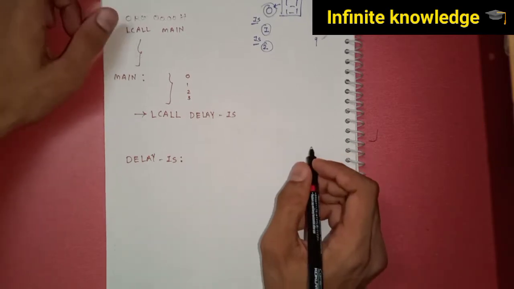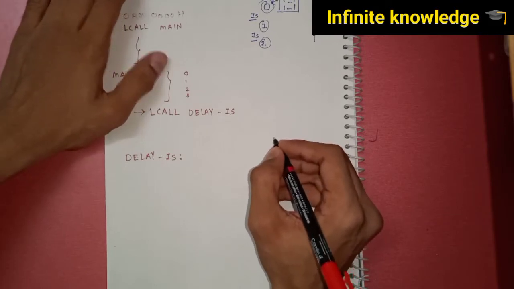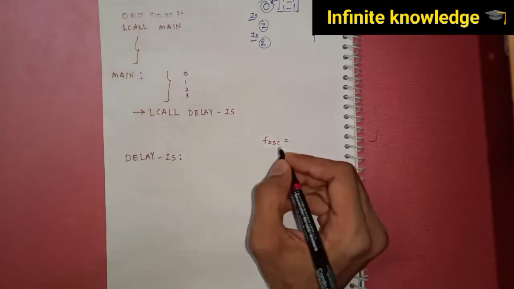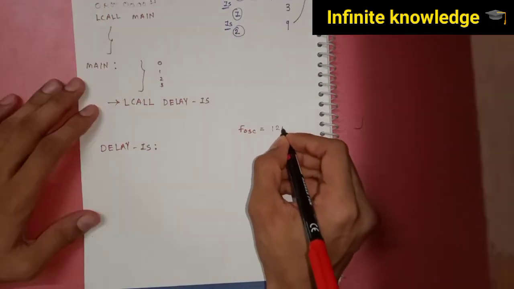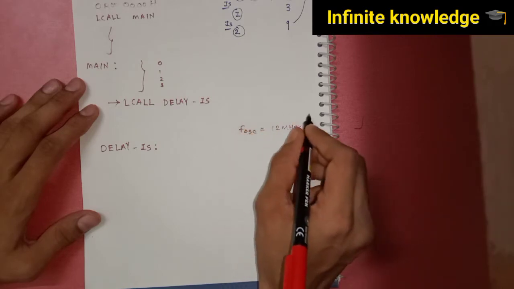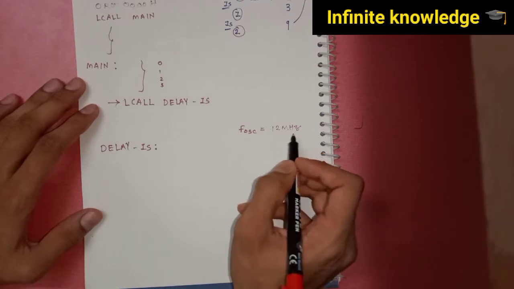First you have to understand something in the microcontroller, that is the FOSC. This is the oscillator frequency. It is 12 megahertz in our microcontroller. This is a crystal frequency, or you can say an oscillator frequency, and it is 12 megahertz in our microcontroller.